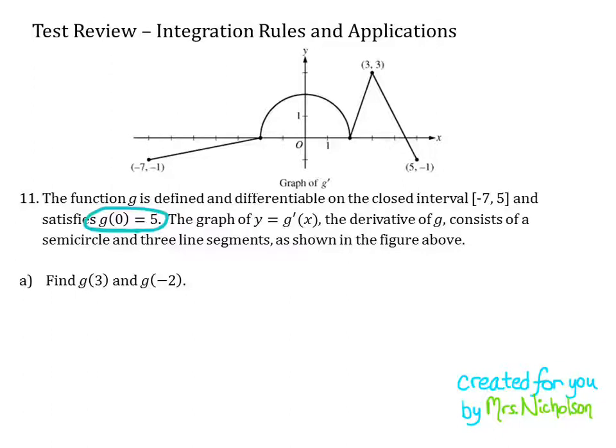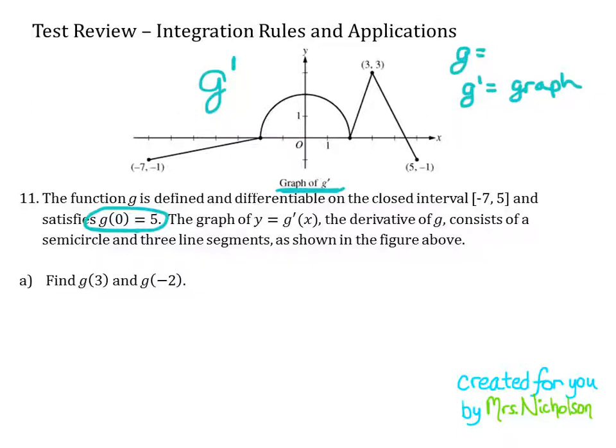The graph of g prime, the derivative of g, consists of a semicircle and 3 line segments as shown in the figure above. So this is really important. Notice that our graph here is g prime, and I'm going to write that really big. This is g prime. So let's take a moment and annotate the different scenarios that we have here. G prime is the graph that we're looking at.